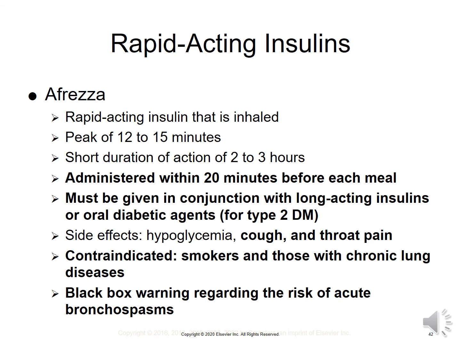Okay, this is the one I want you to add, Dominique, Afrezza, okay? Write all this information down about it. You need to give it within 20 minutes before each meal. It needs to be given in conjunction with a long-acting insulin or oral diabetic medicine. The side effects are hypoglycemia, but also cough and throat pain because it is a powder that's inhaled. It's contraindicated in smokers and those with chronic lung disease because it can cause bronchospasms, and that's why it has a black box warning.